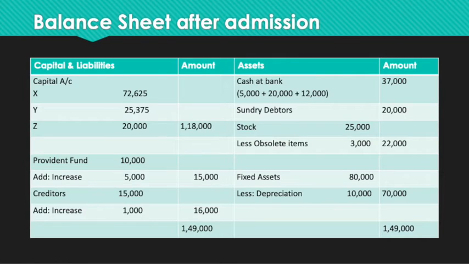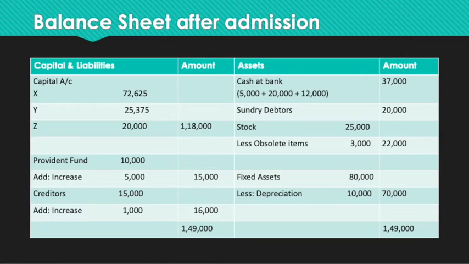Sundry debtors will remain as 20,000. Why? Because the provision has been written off. Therefore, sundry debtors is 20,000. Stock 25,000 less obsolete item 3,000. Therefore, we are getting 22,000 in the outer column. Fixed assets, it has been revalued to 70,000. So you can see fixed asset 80,000 less depreciation 10,000. So outer column figure 70,000.